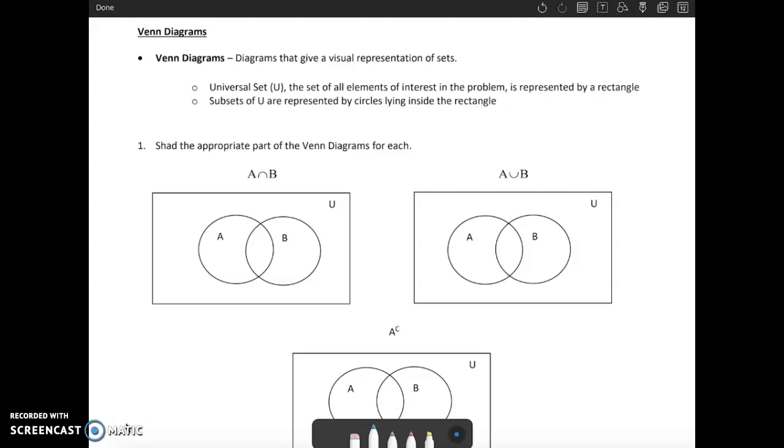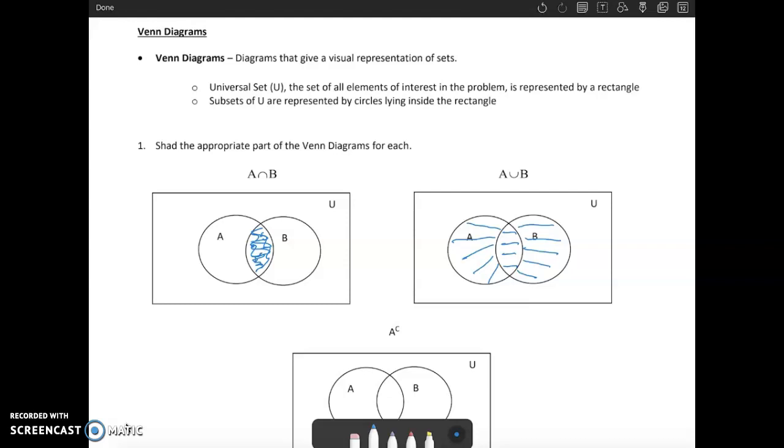So if you are looking at the intersection of two sets, visually, what that looks like is it's where the two sets overlap. So any elements that would fall into this overlap area would be in the intersection. The union, remember, is anything in A, anything in B, and anything in both. So that would be all of the elements anywhere inside either of those circles.